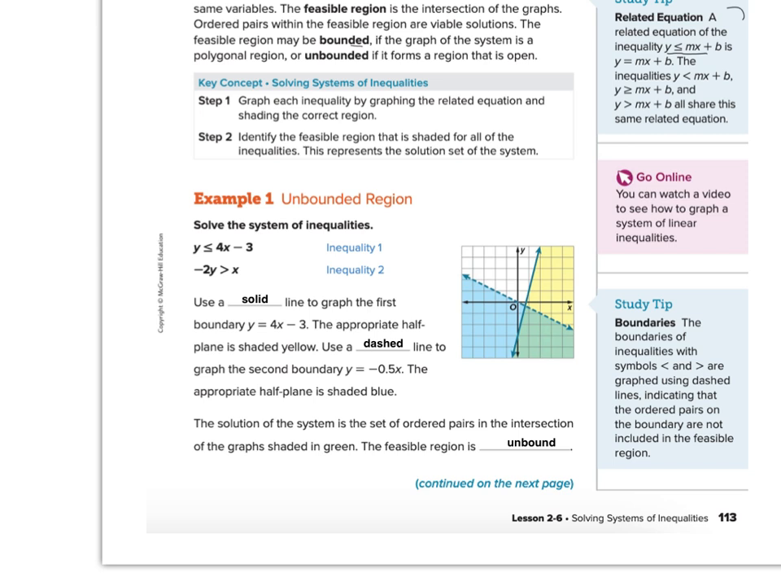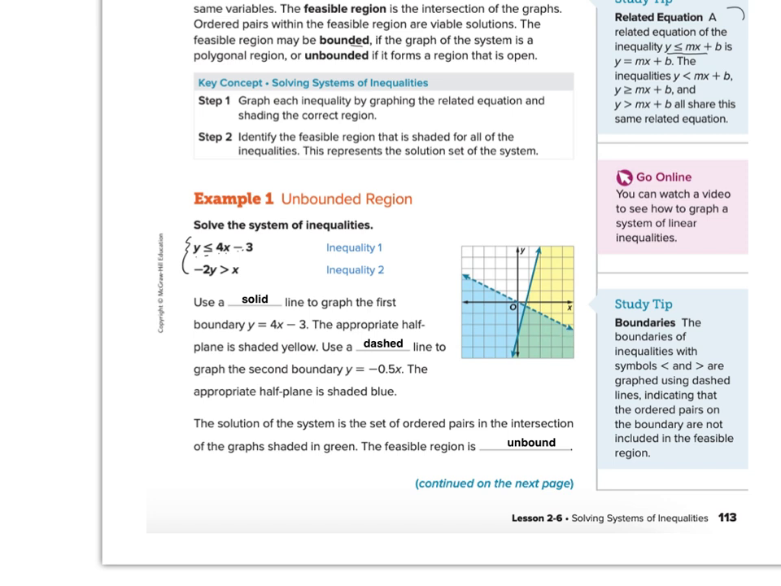Now, what they've done here is they've said we have a system of inequalities, and they have graphed inequality number one, y is less than or equal to 4x minus 3. So again, they started at minus 3, and then they graphed the slope, 1, 2, 3, 4 over 1. And they shaded the region that was less than or equal to. So this area down here is less than or equal to, and that's why this area is shaded yellow.